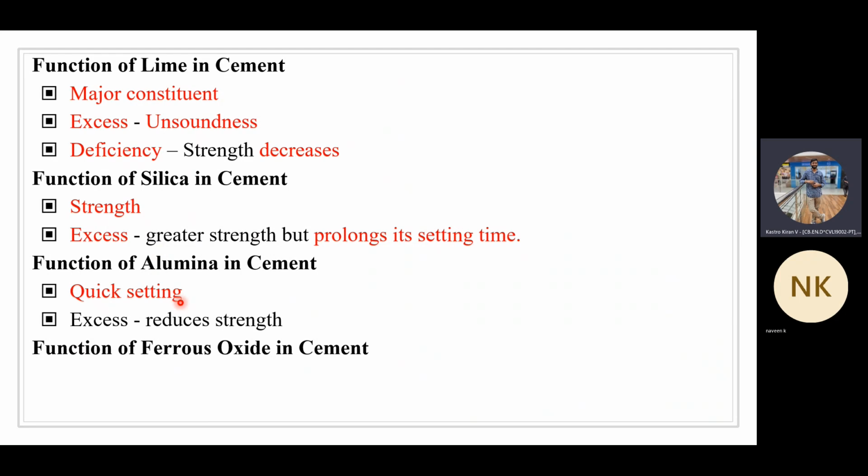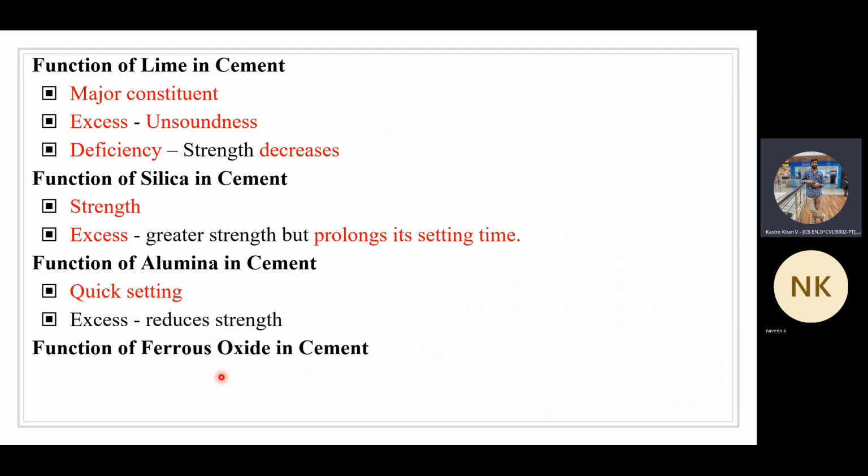I was talking about this in the C3A discussion. So when you have high amounts of alumina content, it makes the cement set very fast, which is called quick setting. And when excess amount of alumina is added, it reduces the strength. When you add it in sufficient quantities, there is no problem. But when you add excess alumina, it reduces the strength of the cement. That's something we have to bother about.